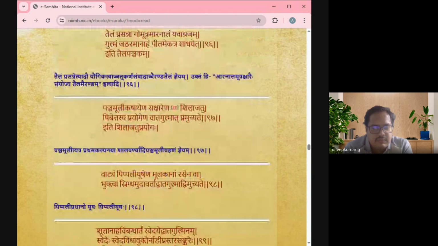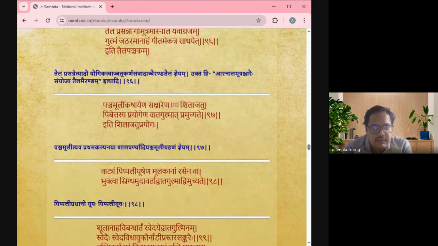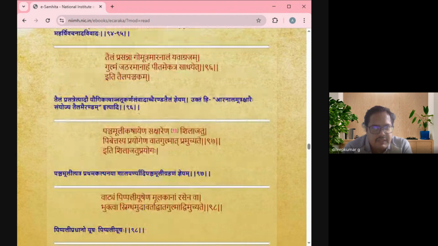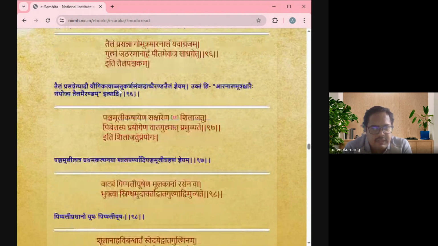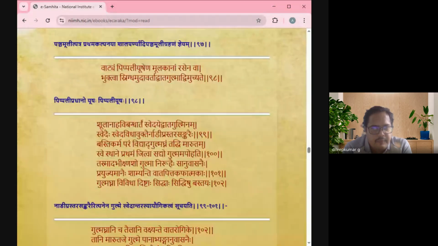Taila Panchaka, a combination of all the five. That is Taila, Prasanna, Gomutra, Aranala, Yava. So this combination of five is called Taila Panchakam. Next is Shilajitu Prayoga.